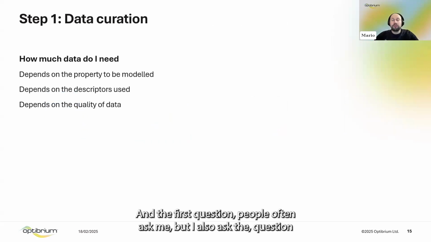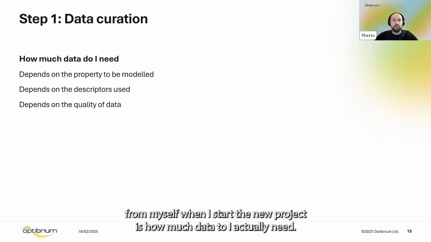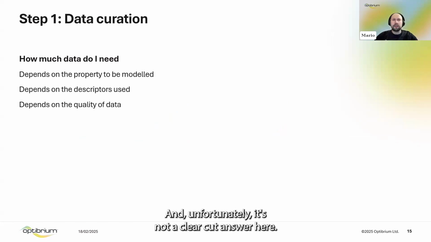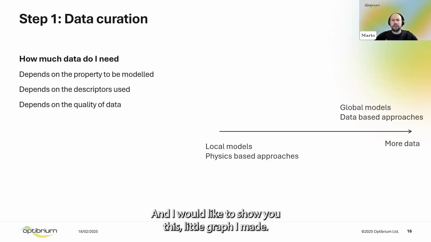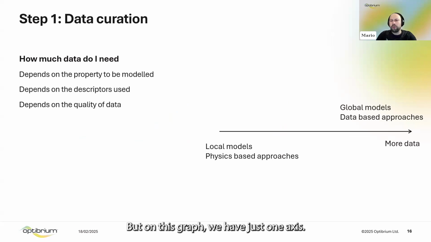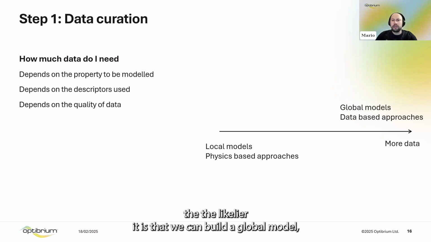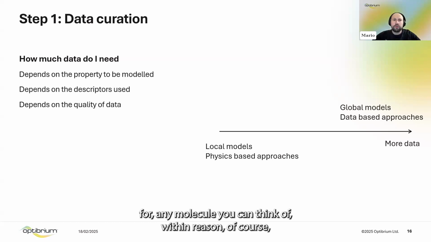The first question people often ask me, but I also ask myself when I start a new project, is how much data do I actually need? And unfortunately, it's not a clear-cut answer here. And I would like to show you this little graph I made, and it partly covers what Tamsin has already said. But on this graph, we have just one axis, the x-axis. On the right here, we have more data, and on the left, we have less data or fewer data points. And as Tamsin said, the more data we have, the likelier it is that we can build a global model, which essentially has a huge domain of applicability and most likely can give you a reasonable prediction for any molecule you can think of within reason, of course.